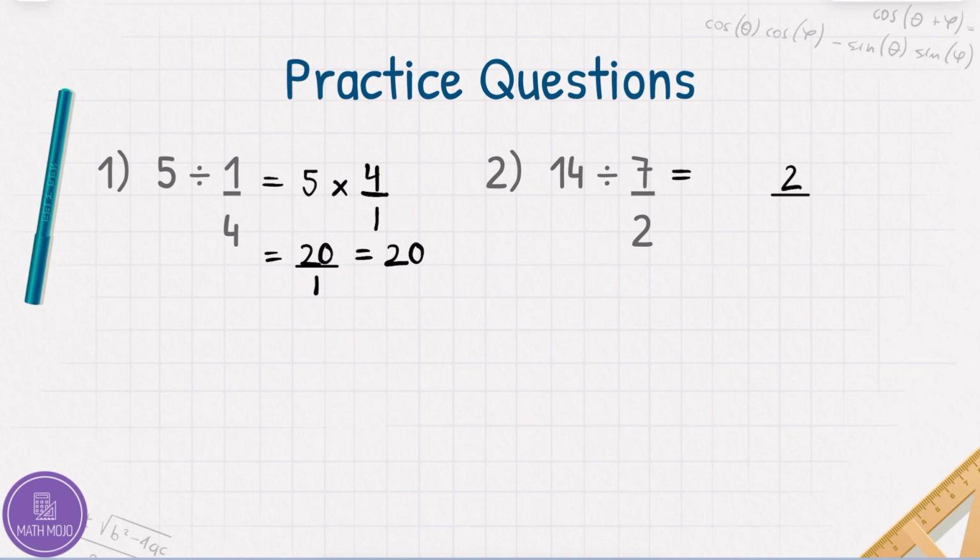2 over 7. Our next step is to multiply our whole number by the reciprocal. So 14 multiplied by 2 over 7. And now to multiply this, we just multiply our numerator and our whole number straight through. And that gives us 28 over 7. And now if we divide 28 by 7, that's going to give us 4 as a whole number, not a fraction. So now our final answer for number 2 is just 4.